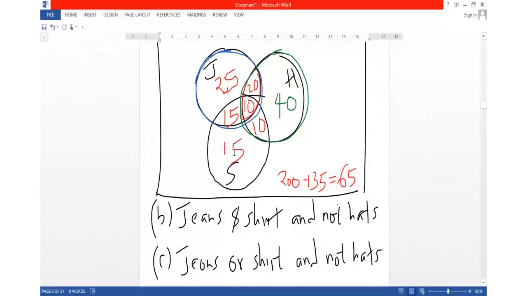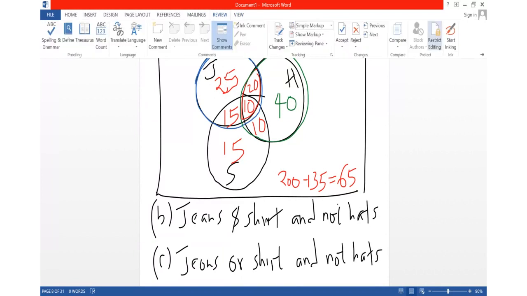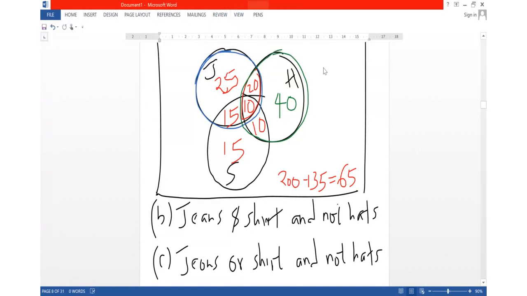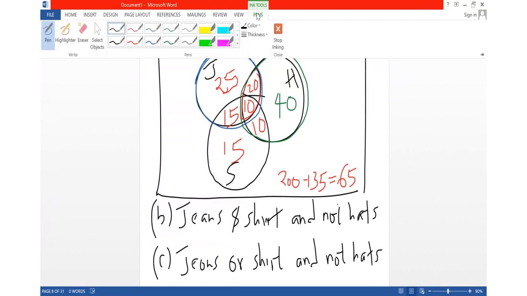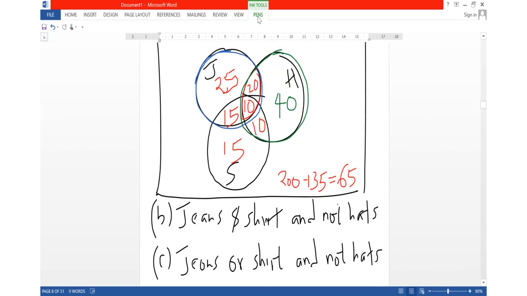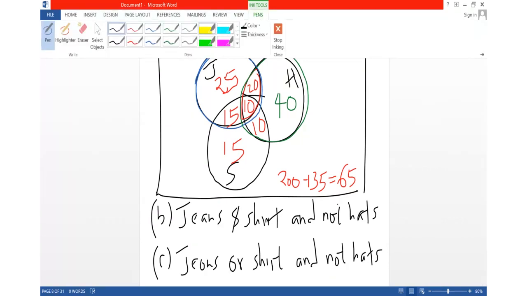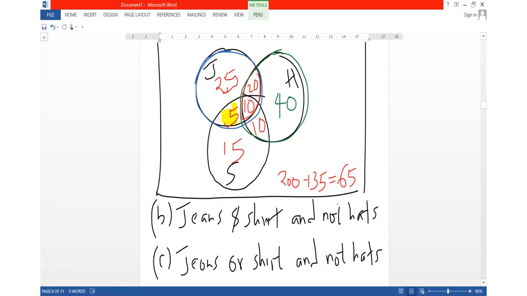So for the jeans and shirts, you can see that the intersection is the whole of this one. But we remove the hats. So the only number we are concerned with is this 15, this one here. Because now the 10 belongs also to hats, and we don't want that value. So it will only be 15. That is correct, 15. This one is 15.